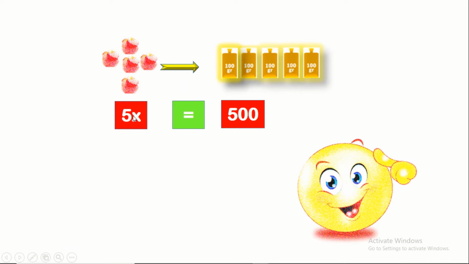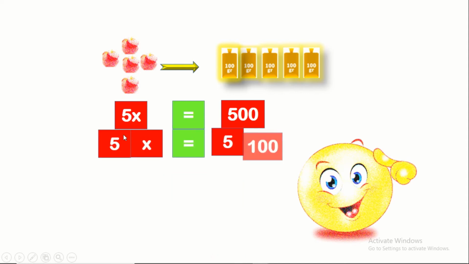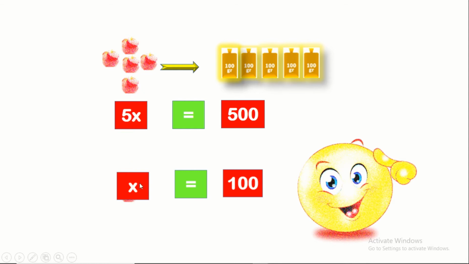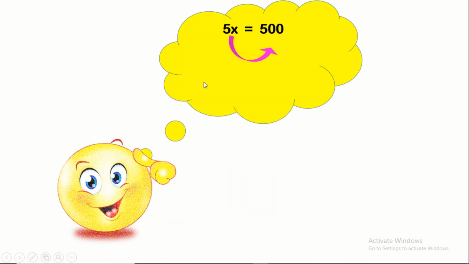If we want to find x alone, shouldn't we divide it by 5 in order to get rid of this 5? Well, also here 500, which is 5 masses each of 100. If we want to find x alone, we should divide it by 5. To keep on the balance, we should divide the second side also by 5. So here we can get that x is equal to 100. Now what should be the mass of each apple alone? Isn't it 100 gram?